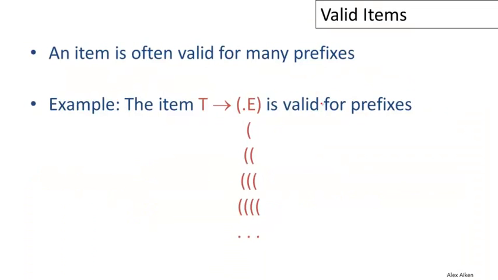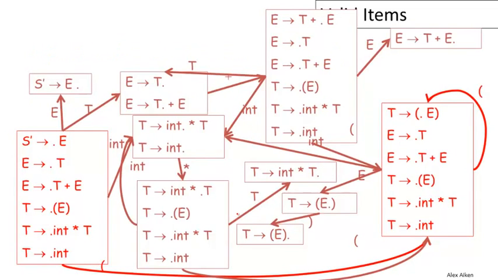Now, an item is often valid for many, many prefixes. So, for example, the item T goes to open paren dot E close paren is valid for all sequences of open parens. And to see that, we can just look at our automaton and confirm that if we see an open paren, remember this is the start state. So if we see an open paren, we take this transition, we wind up in this state here. And then every open paren we see, we just go round and round in this state.